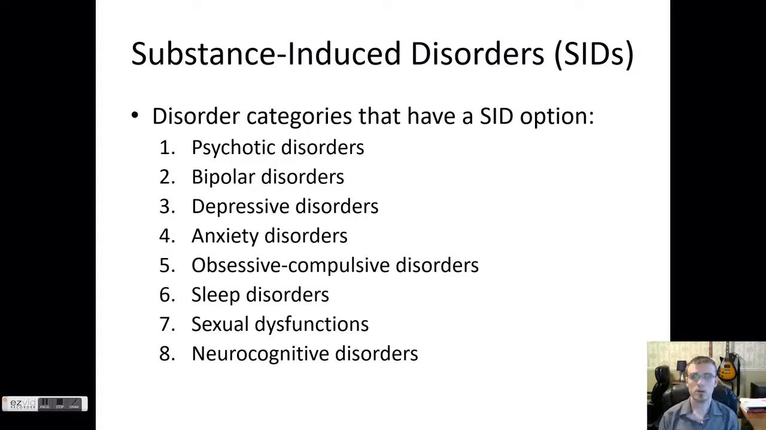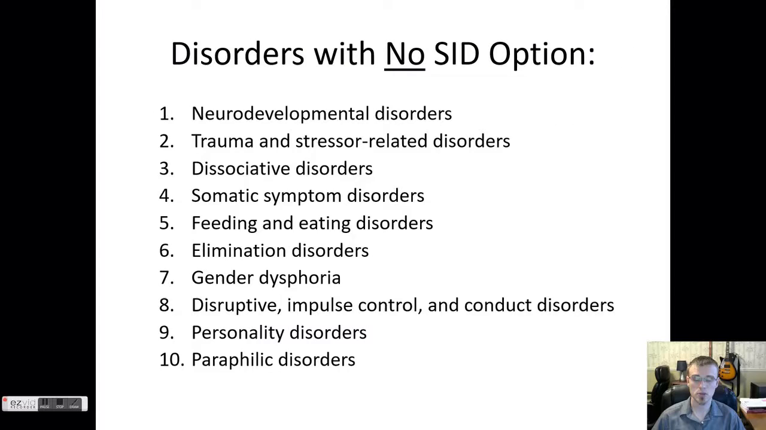So here's just a list of all the different substance-induced disorders. These are all the different mental health disorders that can be considered induced by a substance, either by its intoxication or its chronic use. Psychotic disorders, bipolar disorders, depressive disorders, anxiety disorders, OCD, sleep disorders, sexual dysfunction, and neurocognitive disorders. So quite a lot, right? Quite a lot of the different categories of disorders can be induced by substance use or by substance use disorder.